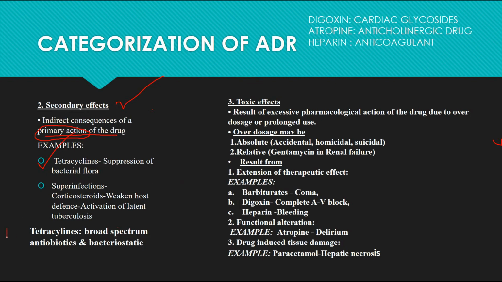And here the note below is very, very important. A note below each of the drugs has been provided so that you can understand what the use of these drugs is. Next is superinfections, and corticosteroids that weaken the host defense. That is, the host defense is decreased, and what happens? The activation of latent tuberculosis. So these are the secondary effects which cause adverse drug reactions, and these are the consequences of the primary action of the drug. So here the word primary is the key word.